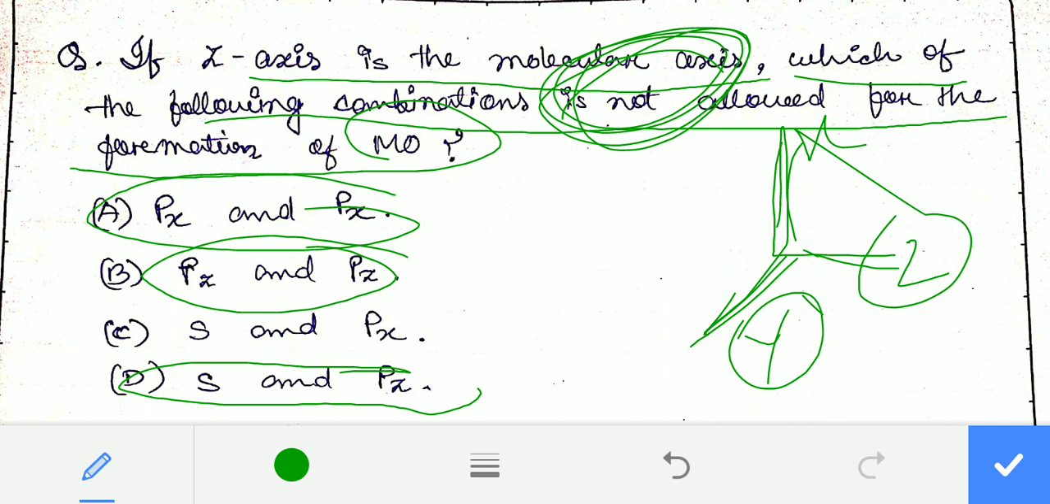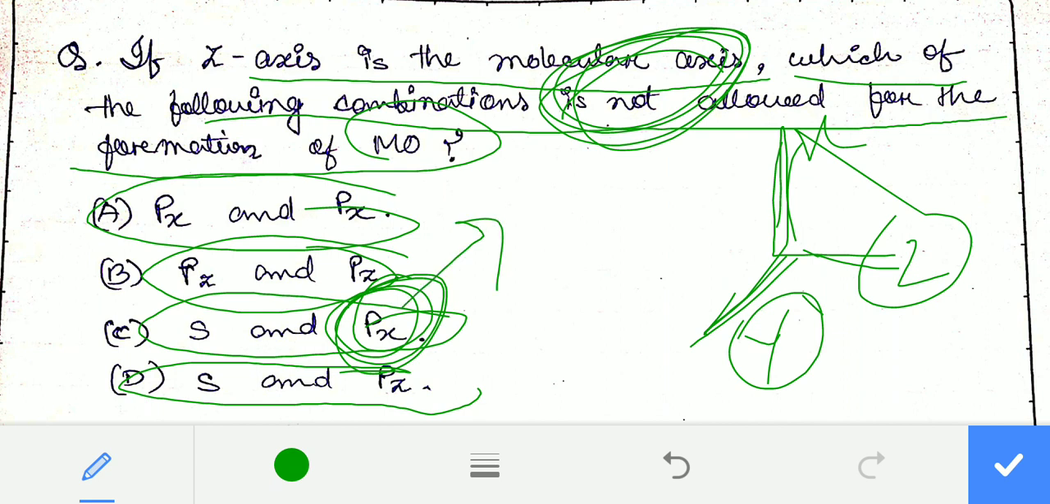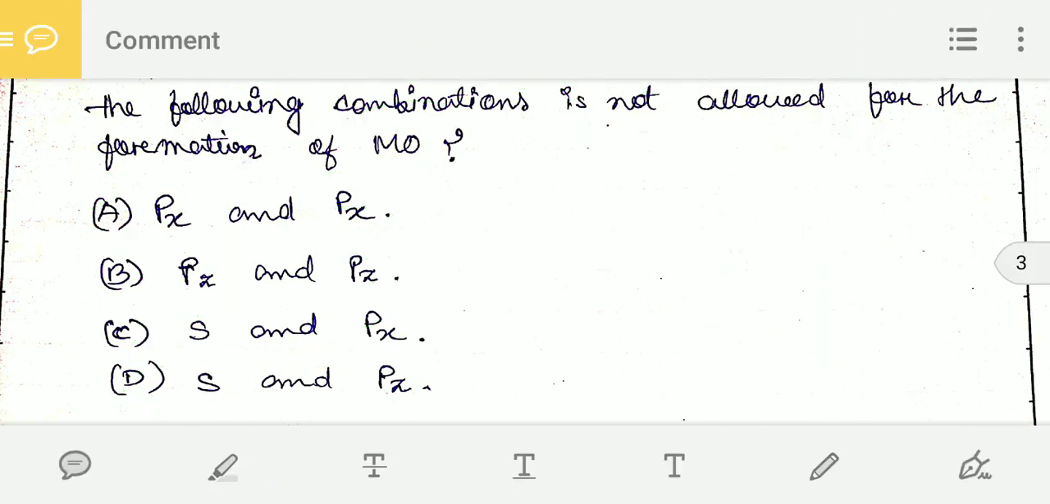And in option C it is S and Px. Since the molecular axis is Z, Px and S will not be a symmetry allowed combination. So while the Z axis is the molecular axis, S and Px orbitals cannot combine. So option C is the right option for this question. Moving to the next question.